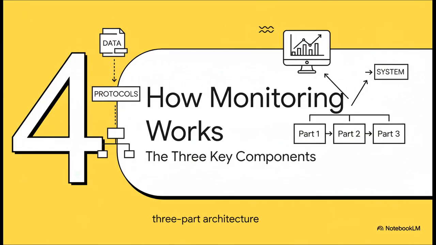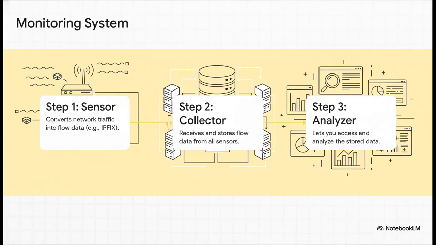So we have the data, we have the protocols, but what does an actual flow monitoring system look like? How do all these pieces fit together? Well, it's actually a pretty simple, elegant three-part system. Let's break it down. First up, you have the sensor. This could be your router, your switch, or a special device that just sits there, watches the live network traffic, and creates the flow records.